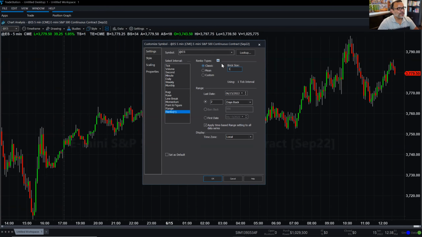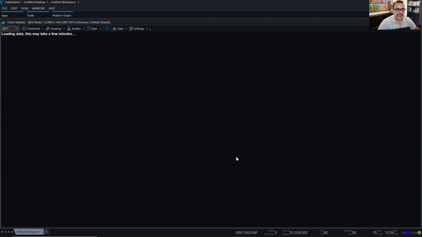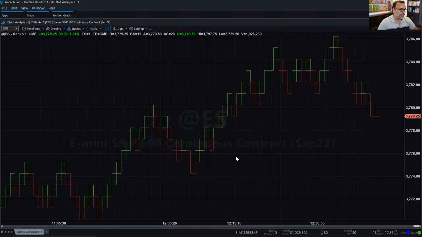Let's go ahead and see what the chart looks like. I really don't need a lot of history, so I'm just going to set it to 2 days. This uses by default tick data, so I'm going to be loading every single tick on the S&P E-mini for 2 days, and the Renko is going to draw a Renko chart for me. All right, so here it is.